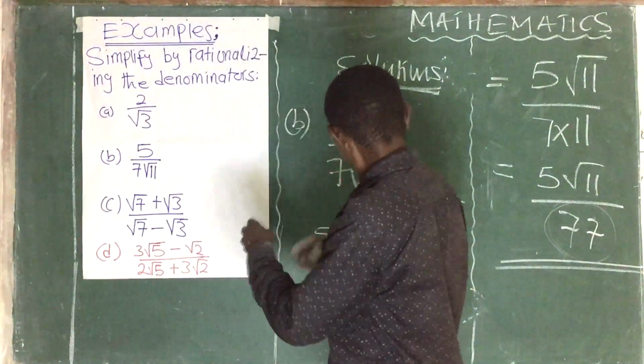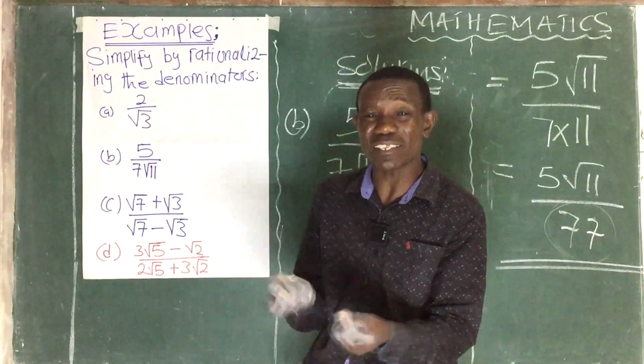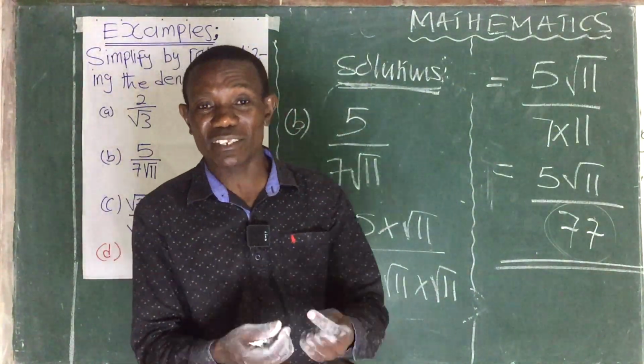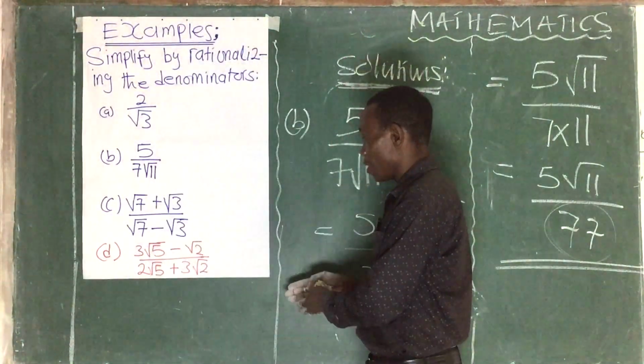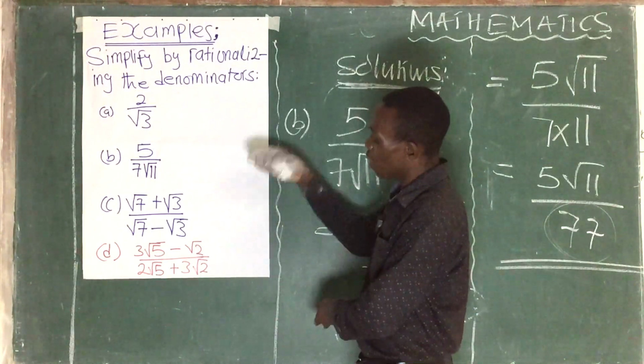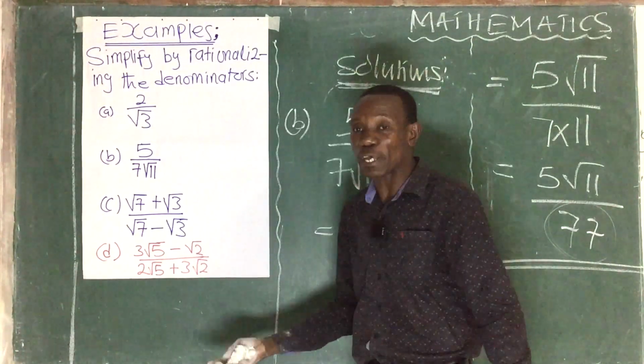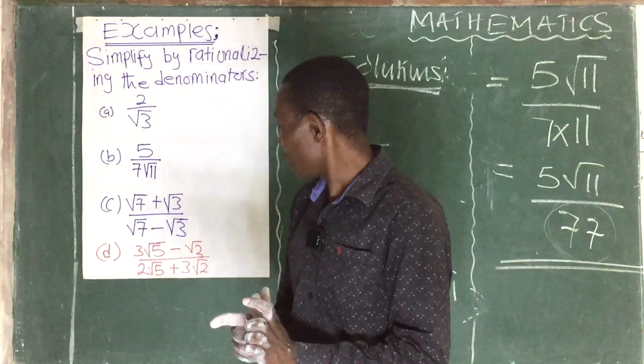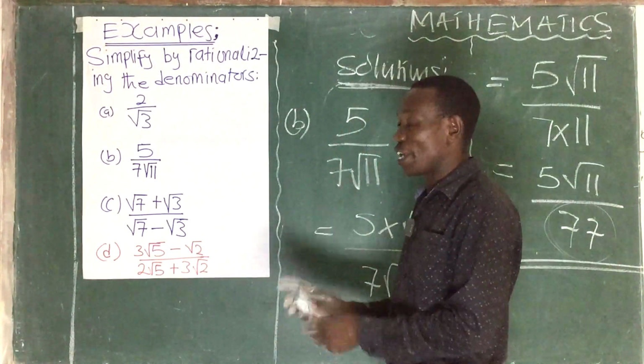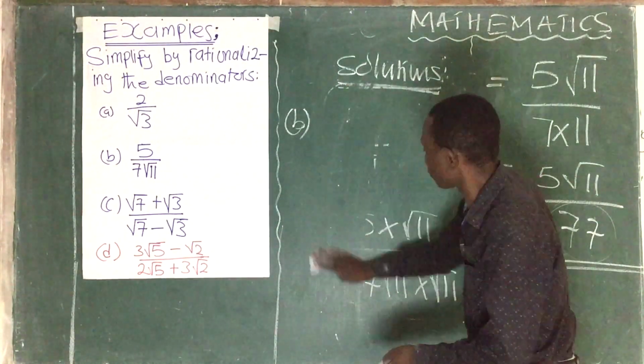Here it's just a matter of getting to know how you can multiply surds; addition of surds and subtraction of surds, they all come in. But the principle remains the same: multiply the numerator and denominator by the conjugate of the surd. So if you know the conjugate, no problem here. So let's get into business.